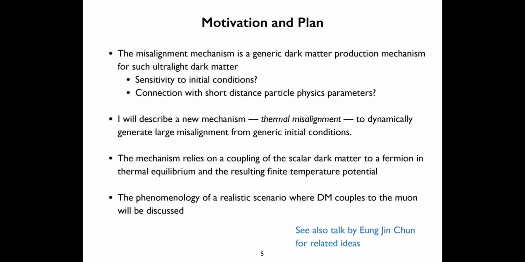The mechanism relies on a coupling of the scalar dark matter to a fermion in thermal equilibrium and the resulting finite temperature potential. And so I'll basically just walk through the mechanism. Once we see how the abundance is achieved, I'll discuss the phenomenology of a realistic scenario where dark matter couples to the muon, okay? Just as essentially an example scenario. And I'll also just point you to the talk by Ung-Jin Chung, who also has been exploring some related ideas.